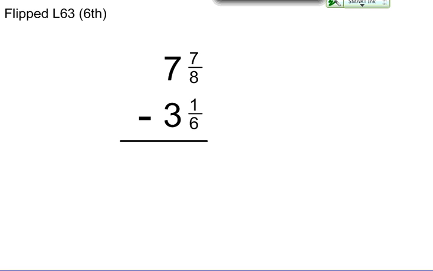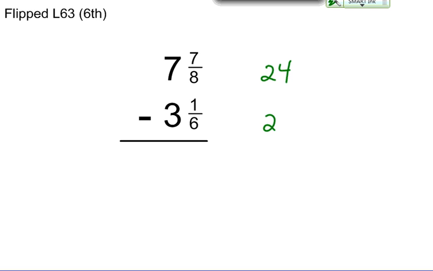So once again, as you look at the first problem, you see 7 7/8 minus 3 1/6. Now this problem does not have a common denominator in the fraction, so we can't go ahead and start subtracting. The first thing we need to do is find a common denominator. I look at the number 6 and I look at the number 8, and the first thing that comes into my head is the number 24.